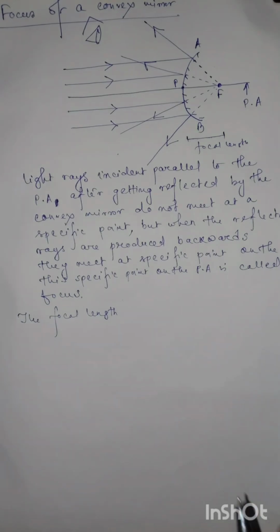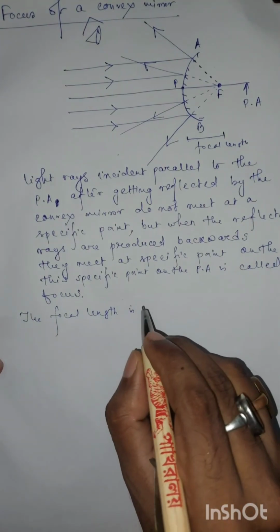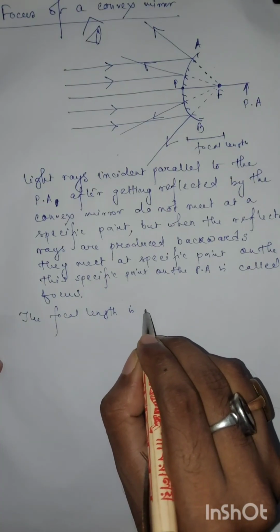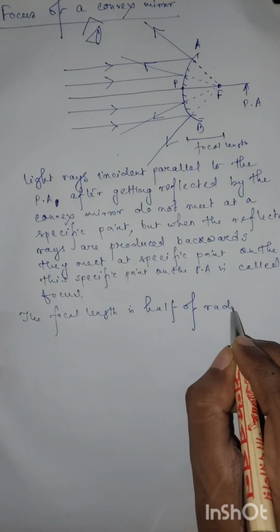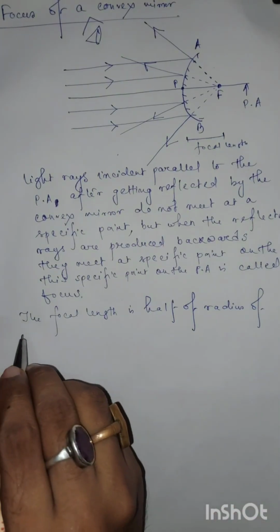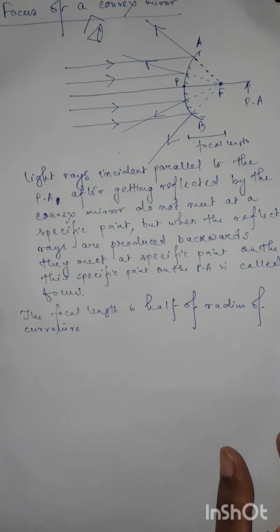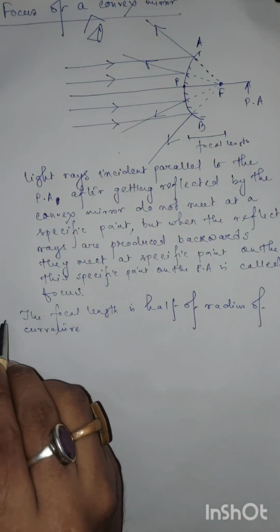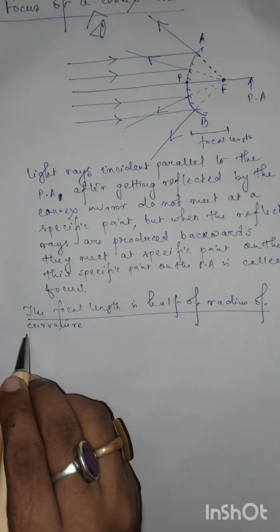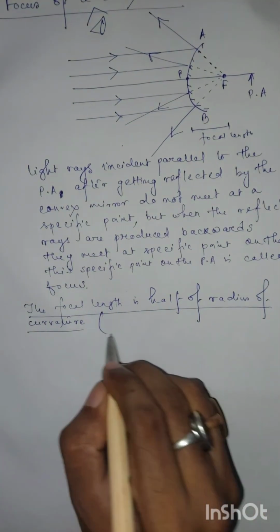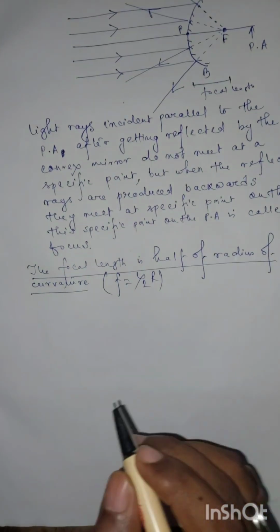The focal length is half of the radius of curvature. Okay, focal length is half of the radius of curvature. Let us prove it.